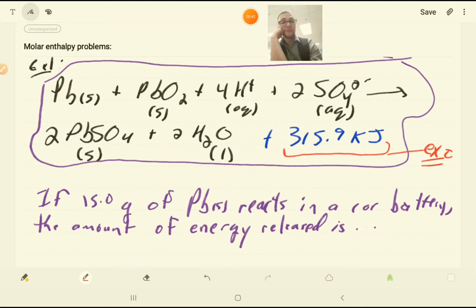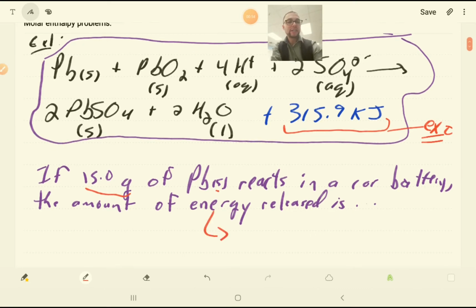So the question is, if 15 grams of lead solid, Pb(s), reacts in a car battery, the amount of energy released is, now remember, energy released is essentially the same as enthalpy, right? Because a change in potential energy, which is a change in enthalpy, is going to be the same as the energy that's released. Energy has to be conserved. So that's the situation. We have 15 grams of lead that's going to react. What is the new enthalpy change going to be?